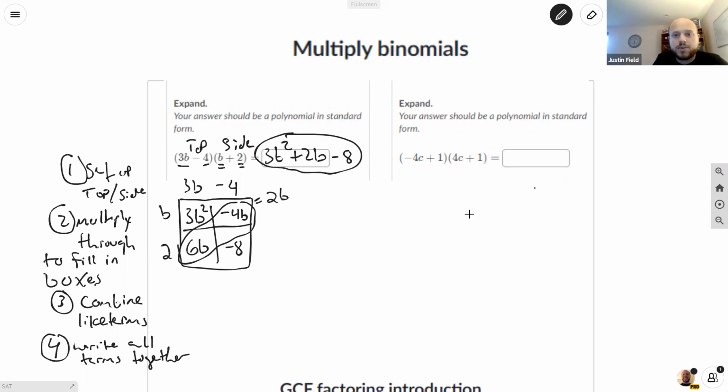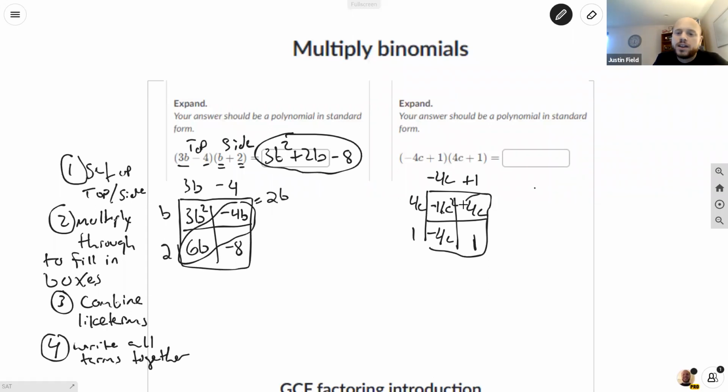I'm going to do those steps one more time with this. So I'm going to draw my little Punnett square here. And I'll put -4c plus 1, and then positive 4c plus 1. Notice I don't put the plus sign on the side. It's not needed. Okay, so 4c times -4c is -16c squared. 4c times 1 is 4c. -4c times 1 is -4c. And 1 times 1 is 1.